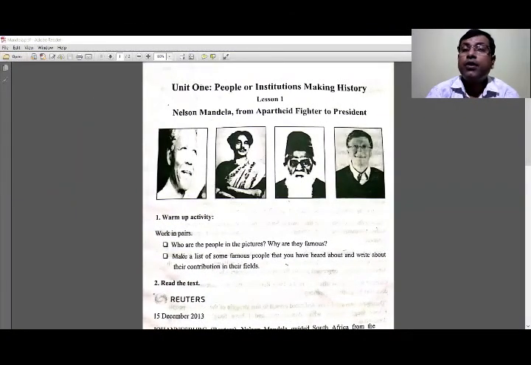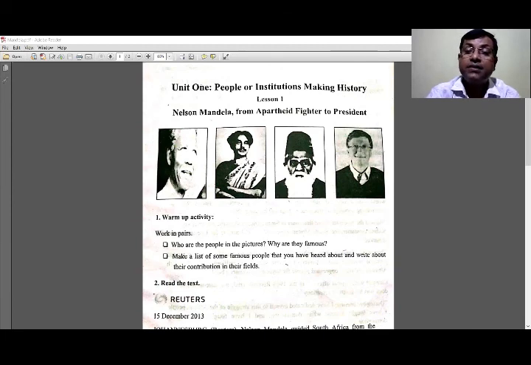Here you can see our today's lesson. It is Unit 1, Lesson 1. Actually, dear students, it is Lesson 2. I am reading from the older version, but in the latest version, it is Lesson number 2. And what's the title? It is Nelson Mandela from Apartheid Fighter to President. So, from the very title, my dear students, you can guess we are going to read about Nelson Mandela. But before starting the lesson, let's have a look at the pictures on the page.